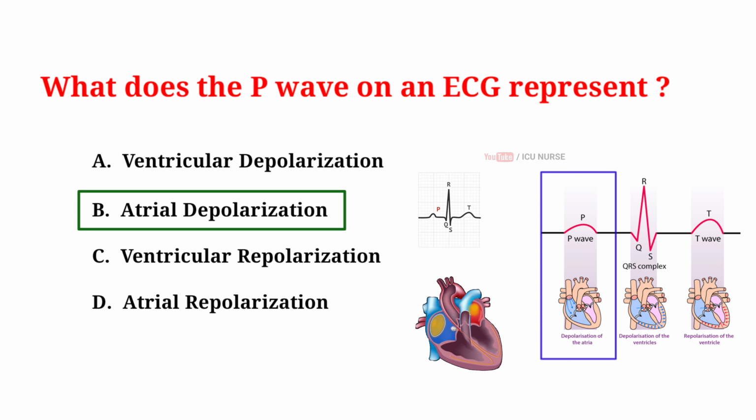The P wave on an ECG represents the depolarization of the atria, which is the electrical activity that initiates the contraction of the atria, pushing blood into the ventricles.